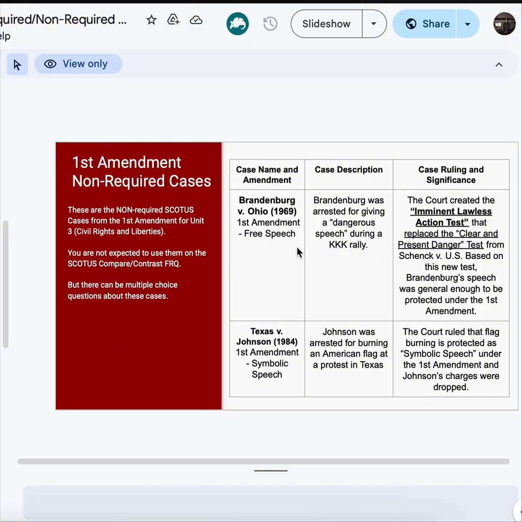So the holding: speech is protected unless it's intended to cause imminent lawless action. Government cannot punish speech that is merely offensive or extreme. It replaced the clear and present danger test with the imminent lawless action test. It strengthened protections for political and controversial speech, and it set the modern standard for limits on free speech.